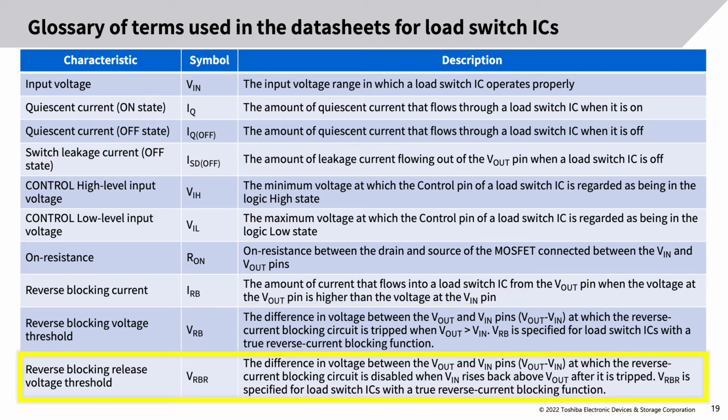Reverse blocking release voltage threshold is the difference in voltage between the Vout and Vin pins at which the reverse current blocking circuit is disabled when Vin rises back above Vout after it is tripped. VRBR is specified for load switch ICs with a true reverse current blocking function. It is represented by VRBR.